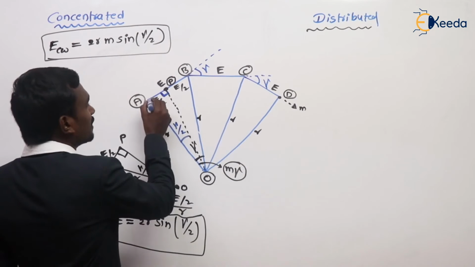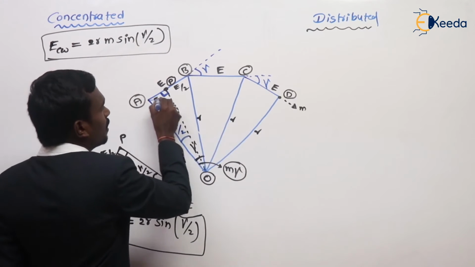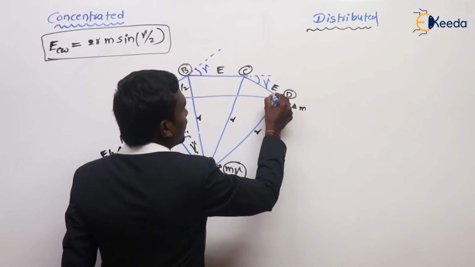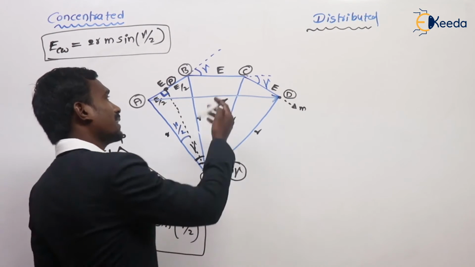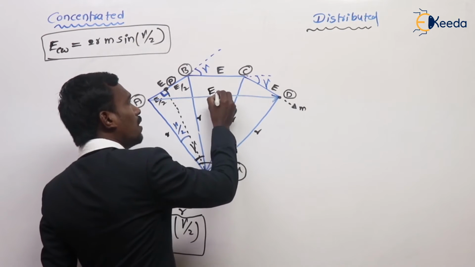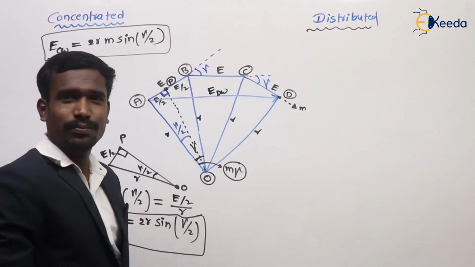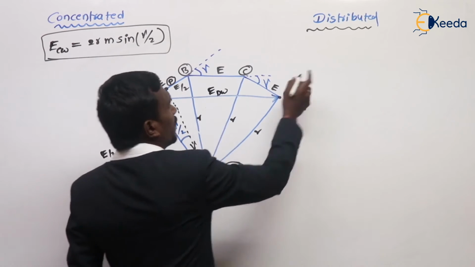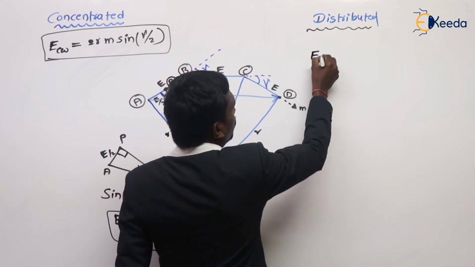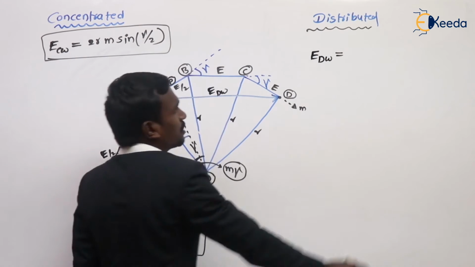How can we get the vector sum? These are the 3 vectors. This is the resultant vector, the EMF of distributed winding. Are you okay? So now we have to find out the EMF of distributed winding, how much.